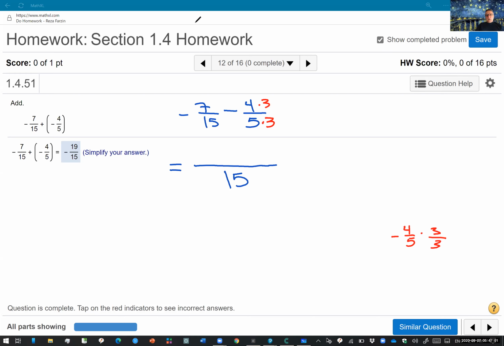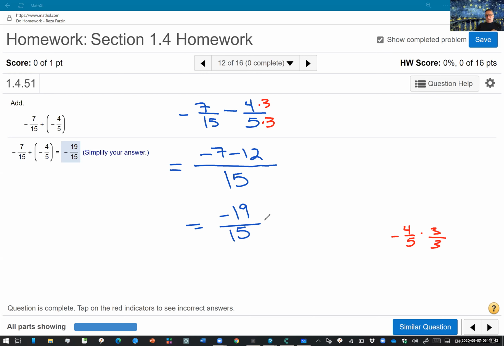So we end up with what? What's the first numerator? Negative 7. And then minus 12. That's it. Now just combine negative 7 and negative 12. Remember, they're the same sign, so what are you going to do? Add. So you're going to get 19 and you keep the common sign. So negative 19 over 15.